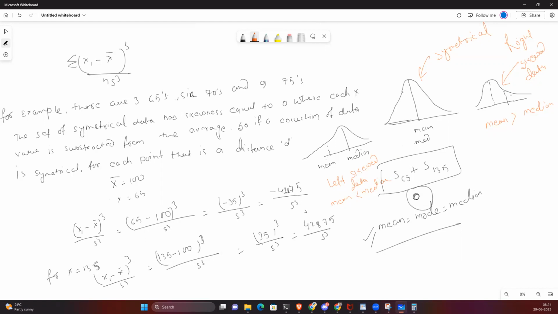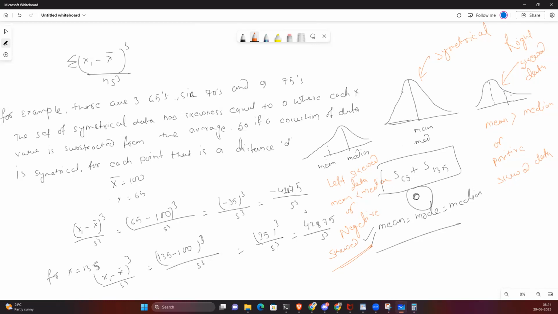Right skewed data is also sometimes known as positive skewed data, so don't be confused with right skewed. And left skewed data is also known as negative skewed data. Okay, this is also known as positive skewed data and negative skewed data. Got it? Any questions?